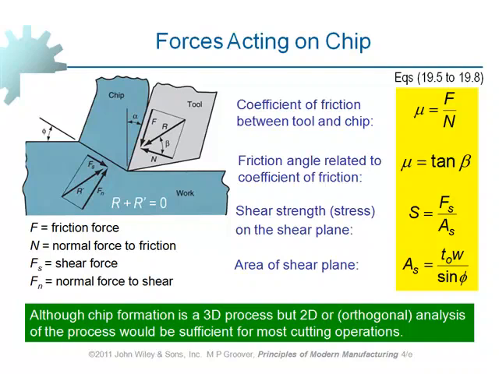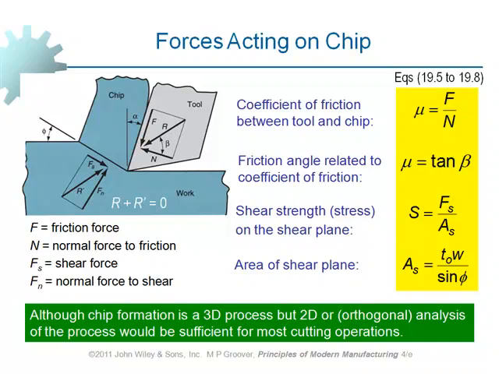And we know that R plus R prime is 0, because this is action, this is reaction. And there are a number of other equations that I have listed here, representing the coefficient of friction at this point, which relates F to N, and friction angle beta, which can be related to mu. This parameter is called mu. And we've got shear strength, which we are already familiar with: F divided by A, right?